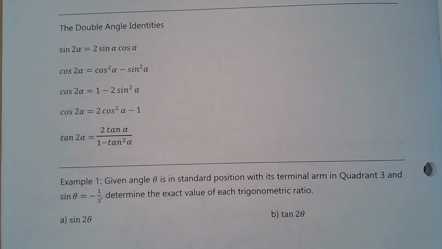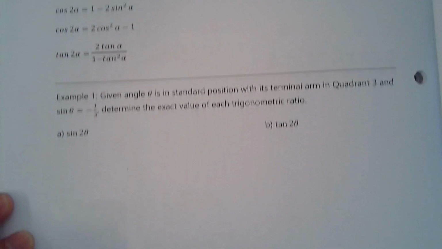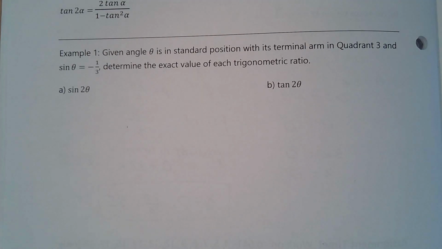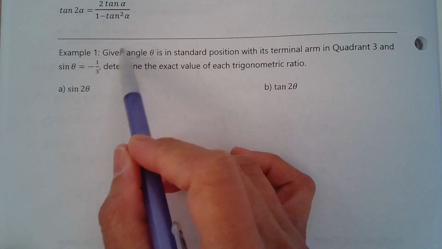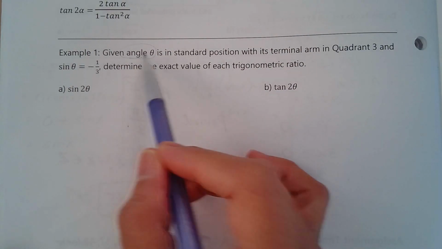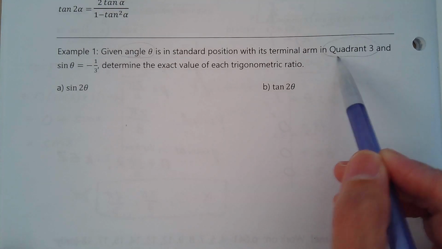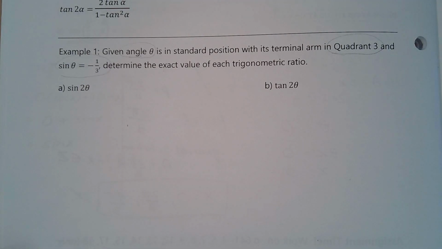And then lastly for tan, we have just one of them. So let's go ahead with the examples. Example number 1: given angle theta in a standard position with its terminal arm in quadrant 3. So it's giving us a little bit of a clue on where the angle theta is. It ends in quadrant 3, and its sine is negative 1/3.